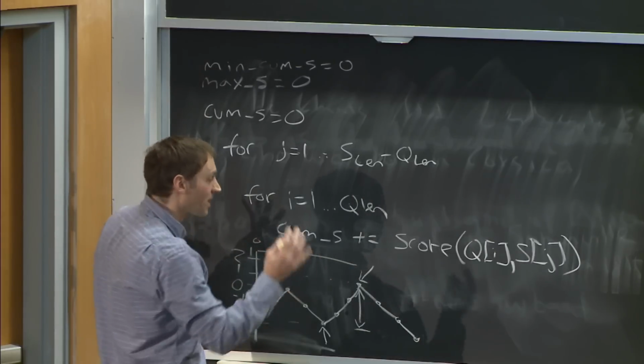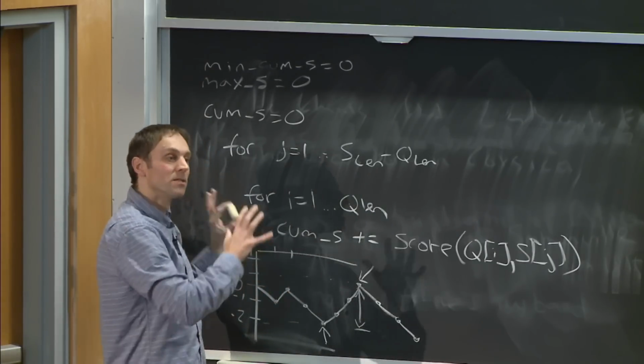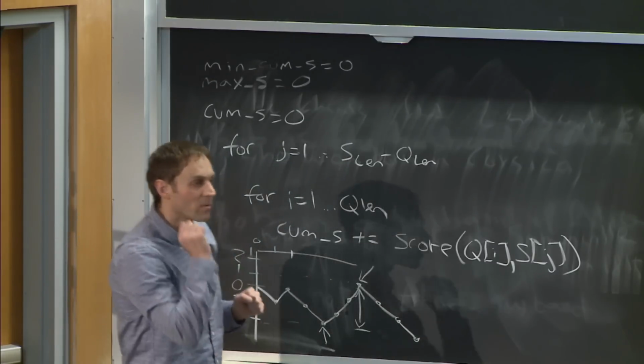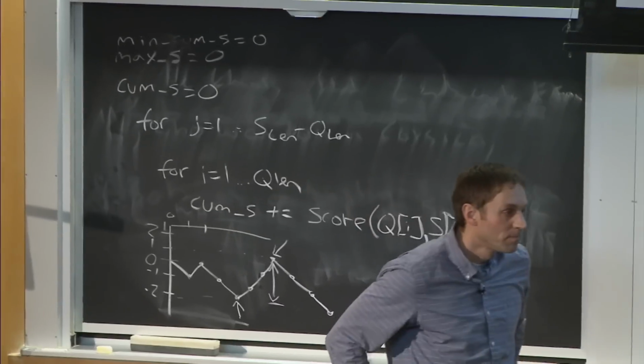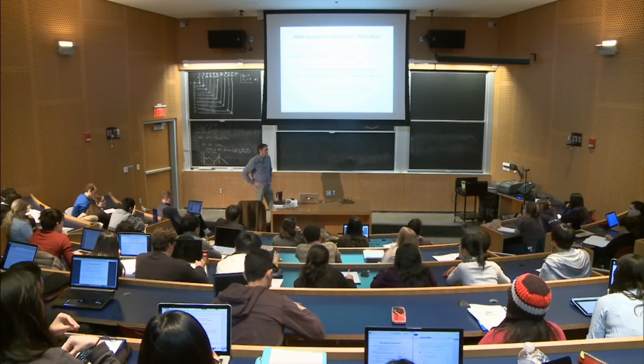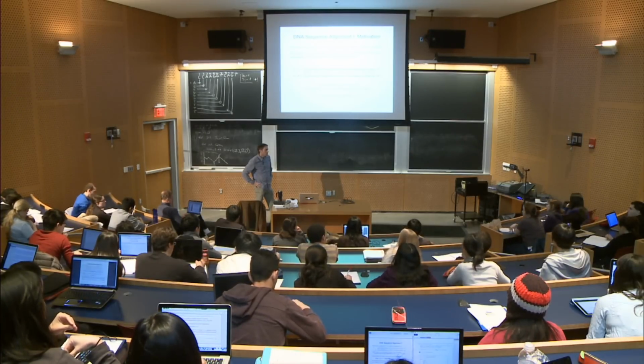So I'm not spelling it all out. I'm not going to give you all the variables. But this is an algorithm that would find the maximum score. Question? So you're keeping track of the global maximum and local minima so that you can access the most recent local minima following the global maximum.